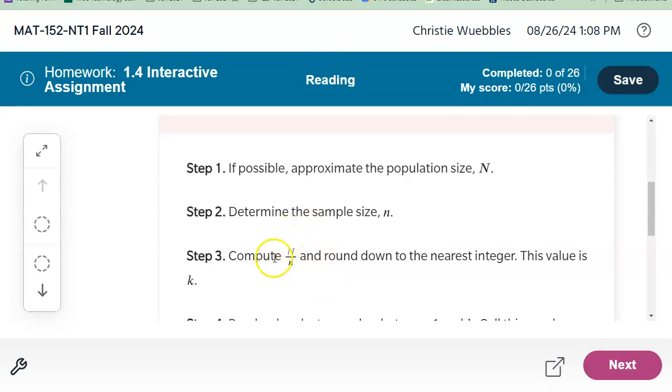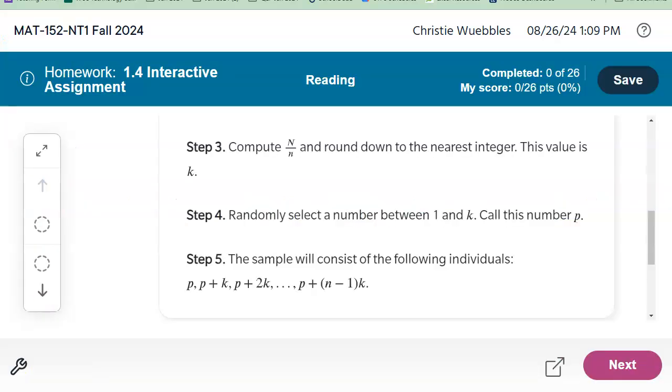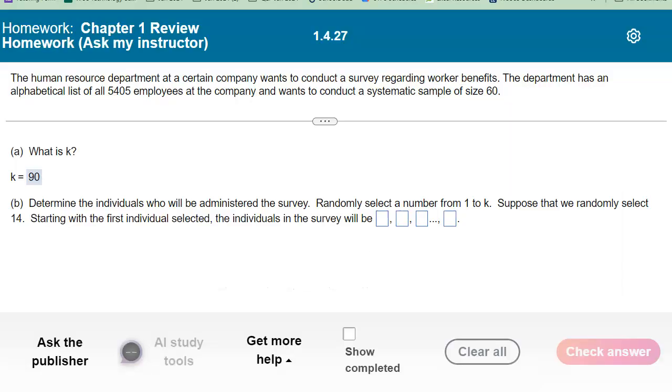And then we'll compute K by dividing those two, population divided by sample size. If need be, we'll round down to the nearest integer. I can see that in this example that's been done correctly here, and that's serving as our value K. I'm showing again back here in these steps. Step 4 asks us to randomly select a number between 1 and K and call that number P. But in practice, as far as my math lab goes, we need to be given the value P. So that's what we're given here. Suppose that we randomly select 14. So 14 is going to serve as P.